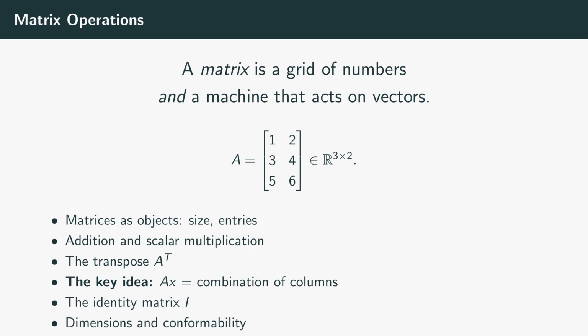Then we reach the idea that makes the whole subject run. When a matrix multiplies a vector, the answer is a linear combination of the columns of the matrix. That one sentence is the secret engine of linear algebra, and once you see it, systems of equations, transformations, and inverses all click into place. We will also meet the identity matrix, the matrix that does nothing, and the dimension bookkeeping that tells you when a product is even allowed. Let's begin.